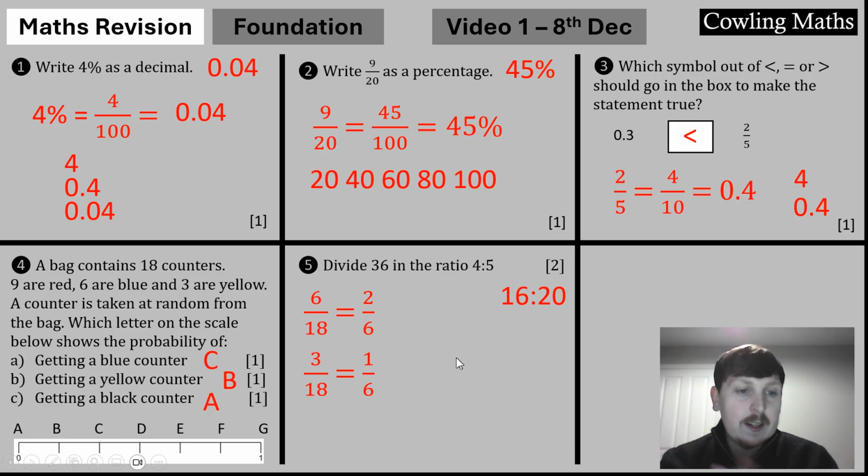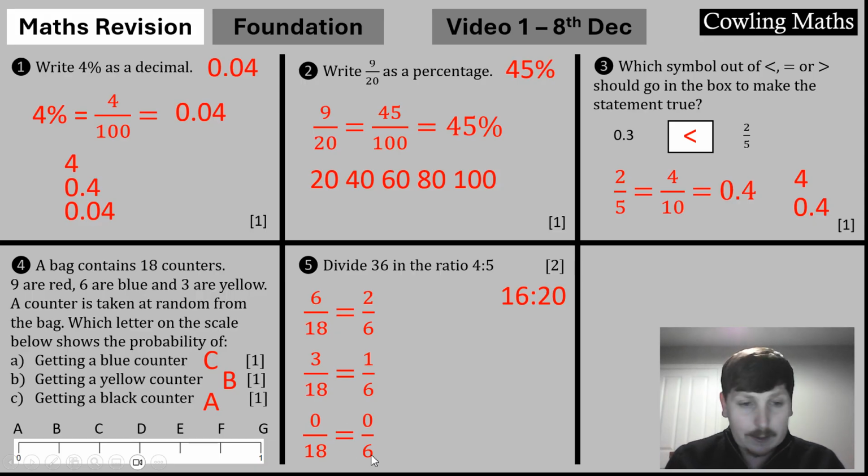Finally, for the last question, it says the probability of getting a black counter. Well, it says out of the 18 counters, we've only got red, blue, and yellow. There are no black counters, so therefore the probability is 0 out of 18, which as a fraction out of 6, is just 0 out of 6. So therefore, A is the probability of getting a black counter, 0 out of 6.